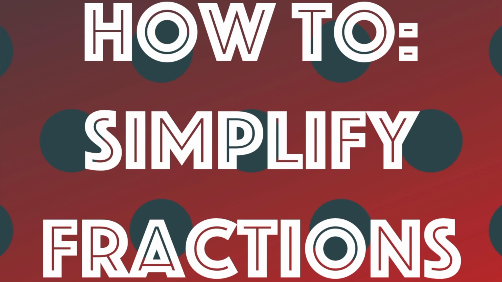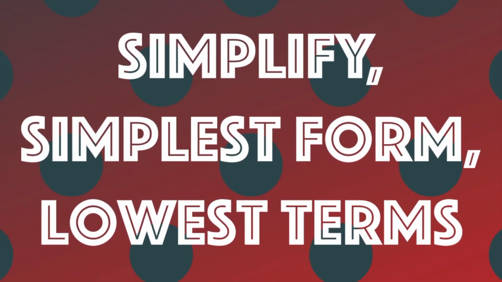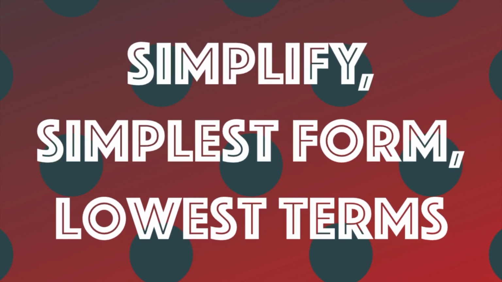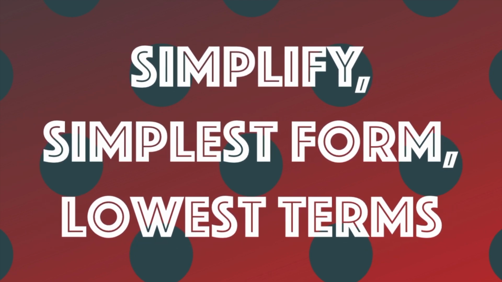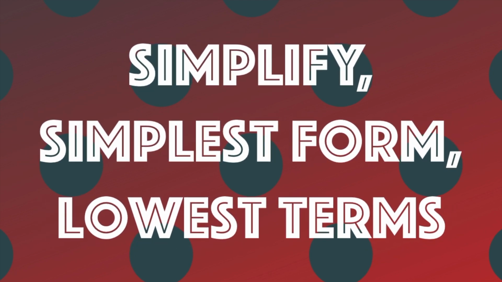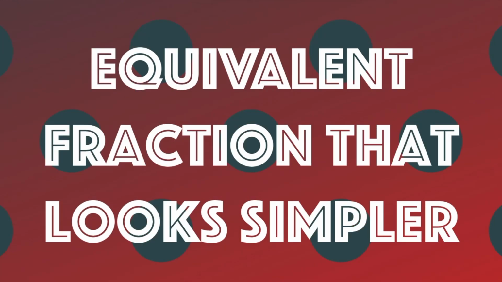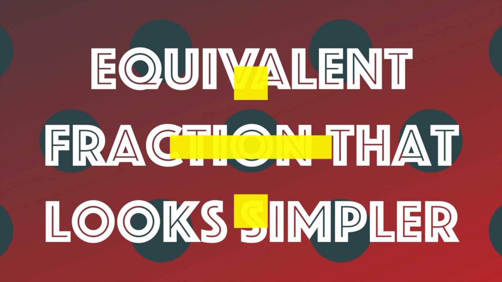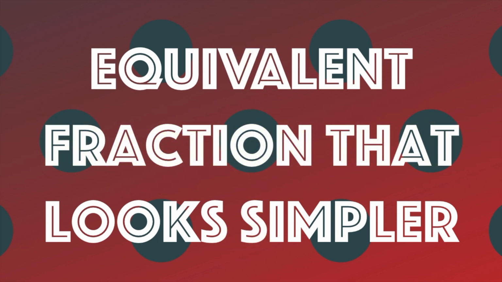Sometimes when working with fractions, you'll need to simplify them, or write them in simplest form, or put your answer in lowest terms. If you watched my video on equivalent fractions, then you know we can make fractions look bigger or smaller. If we're simplifying, we're going to make them look smaller by finding an equivalent fraction that looks simpler. To do that, we're going to divide by a form of 1. If we divide by a form of 1, we'll get an equivalent fraction that looks smaller.